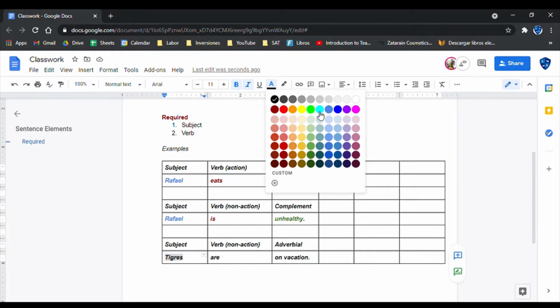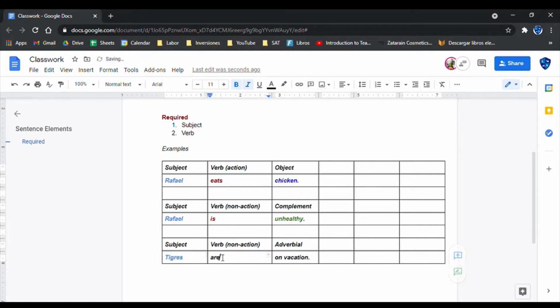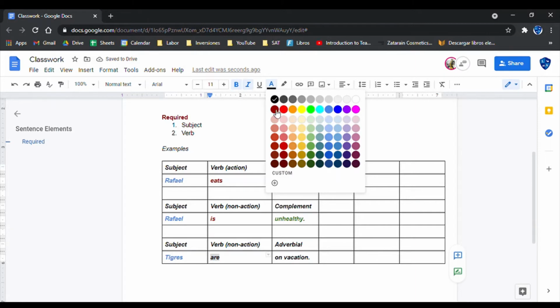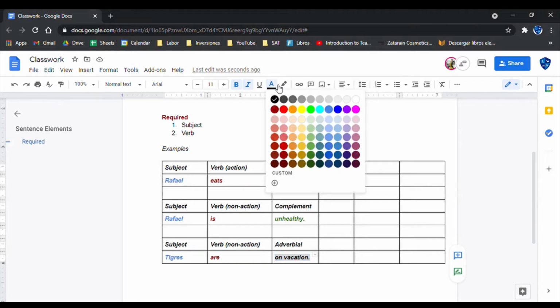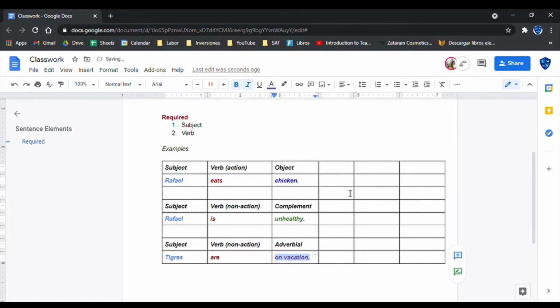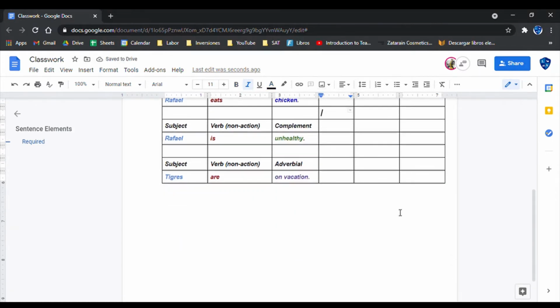Okay, so Tigres is the subject again. Thank you for helping me. The verb is are. And on vacation gives us information about place and time. So let's try this purple. And we know that it's an adverbial because we have a preposition. Prepositions tell us information about place and time.